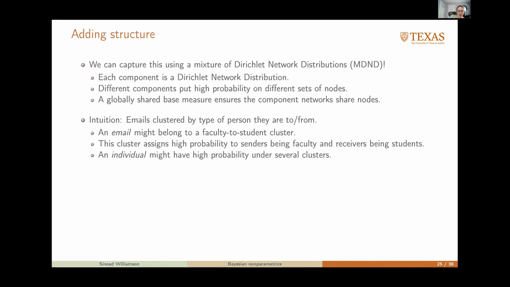So what we're going to do is add yet more hierarchy here. Instead of having just one of these, what I call a Dirichlet network distribution, I'm going to have a mixture of Dirichlet network distributions. So I'm going to have every edge belong to one distribution, and then that cluster has its own cluster-specific distribution over senders and recipients. So maybe the Smiles Summer School cluster has a high probability of Rodrigo being a sender and me being a recipient, but the Oscars cluster does not have a high probability of either of us being a sender or a recipient.